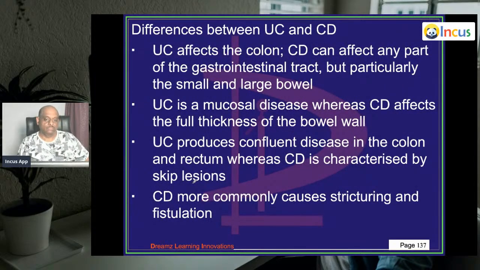Then ulcerative colitis is more a confluent disease in the colon and rectum, whereas Crohn's will keep skipping. It will reach until the mouth. Skip until the mouth and until the anus. Whereas ulcerative colitis is only limited to the colon.